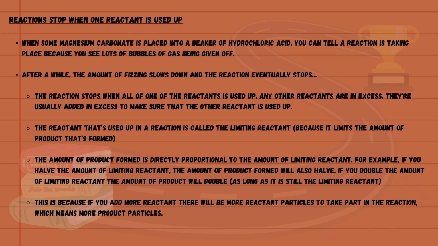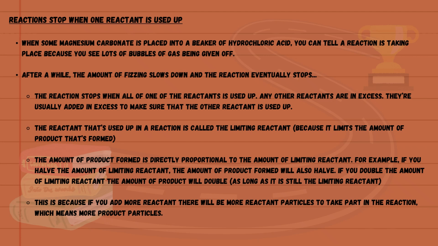The reaction stops when one of the reactants is used up. Any other reactants are in excess. They're usually added in excess to make sure that the other reactant is used up. The reactant that's used up in a reaction is called the limiting reactant because it limits the amount of product that's formed. The amount of product formed is directly proportional to the amount of limiting reactant.